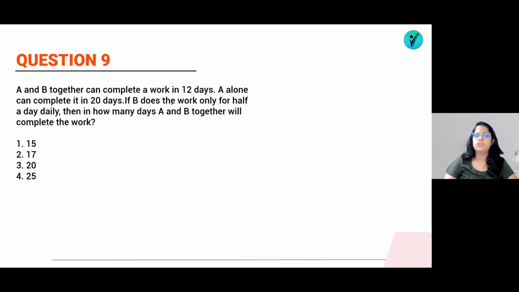If B does not work, if B does the work only for half a day daily, then in how many days will A and B together complete the work? So we know that A plus B required 12 days and A alone required 20 days. So by LCM, the total work will be 60 and their efficiencies will be 5 and 3.